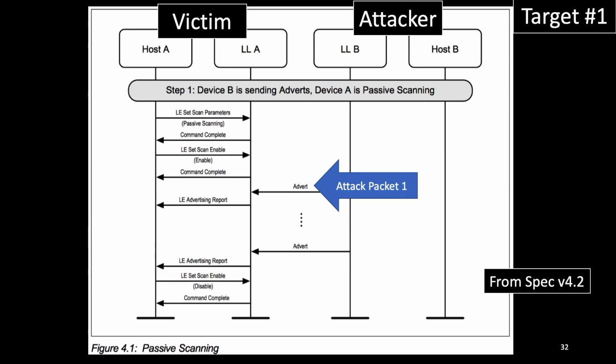Let's see when the attack actually takes place. A victim starts scanning, then the attacker can just send a malicious advertisement packet. As you see here, neither authentication nor pairing is required. Just scanning and a malicious packet, that's it.